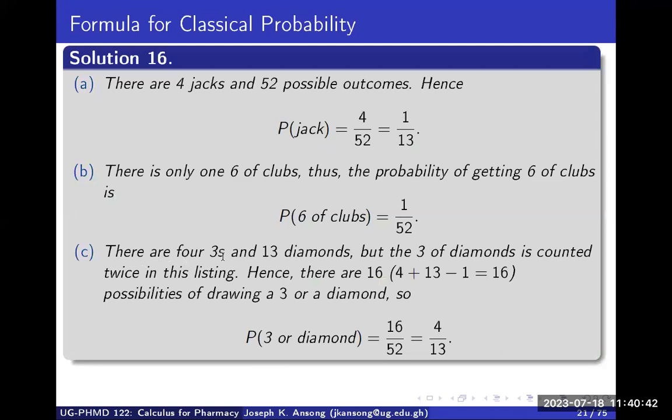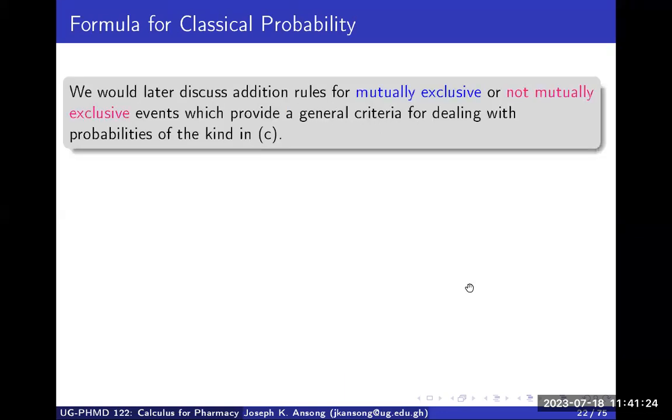So there are four threes, each of the suits has a three, and there are 13 diamonds, but the three of diamonds is counted twice in this listing. So there are 16, that is four threes, plus the diamonds, they are 13, but the diamond has a three as well, so you have to subtract one to give us 16. So that will give us the probability of drawing a three or a diamond to be 16/52, which is 4/13. So you can think about this a bit more. As I mentioned before, later on we'll look at addition rules for mutually exclusive or not mutually exclusive events, which will provide a general criteria that we can use to solve problems like this one. We'll look at that later.